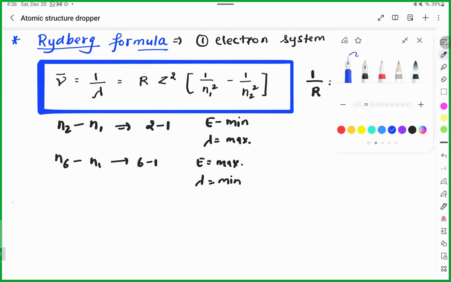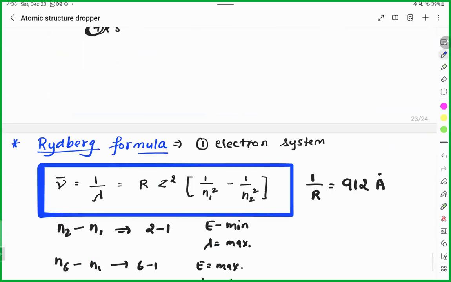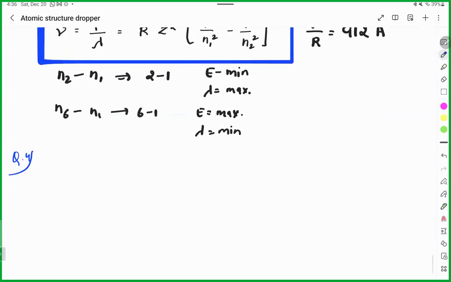So write down the question. How many questions did we do? 3, 4. Calculate the wavelength of the first line of Balmer series.